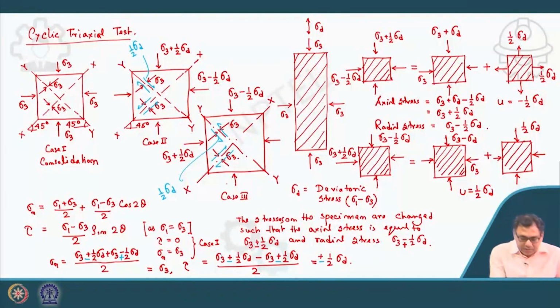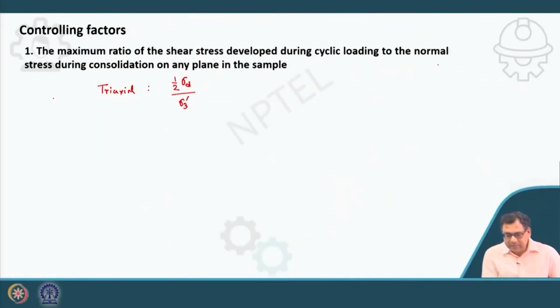Okay. So during consolidation, the normal stress on that plane was sigma 3 or sigma 3 dash, and the shear stress developed on that plane is half sigma d. So I can write that for triaxial it is half sigma d divided by sigma 3 dash. Or you can write half sigma d by sigma 3 also.